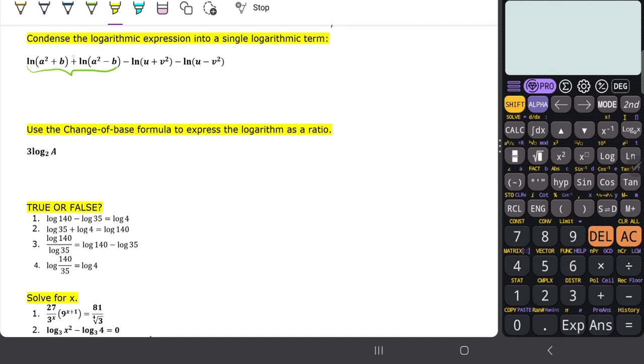And upon examination, so meron tayong plus symbol dito. Therefore, we can apply the product rule. Okay? So we need to multiply the two arguments. Okay? So this is the natural log of the product of this argument times this one. Okay? And we can apply the special products here. Okay? So this is equal to a raised to 4 minus b squared. So again, if you are not familiar with the special products, pwede natin gamitin yung FOIL method.